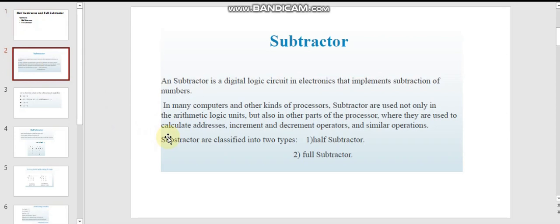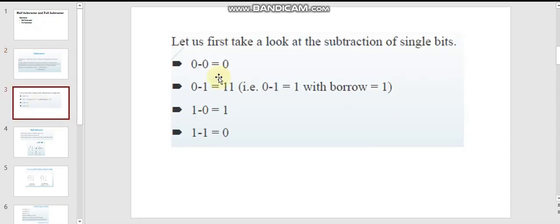So there are two types of subtractor we will discuss here. One is the half subtractor and the other is the full subtractor. It's similar to the half adder and the full adder. In half subtractor we will use 2 bits. The operation of the subtractor is on 2 bits, and in full subtractor the operation is on 3 bits. So first, let us talk about the 2-bit operation or the half subtractor.